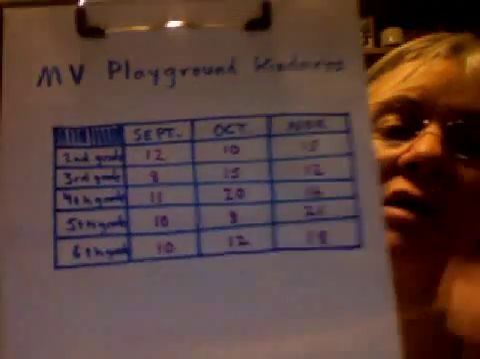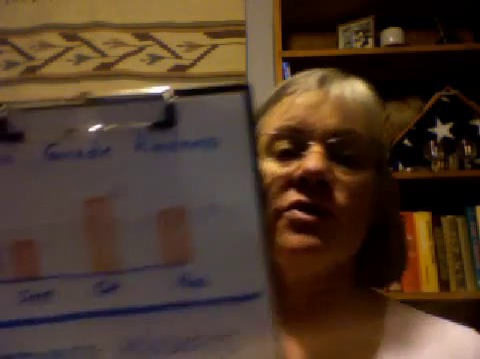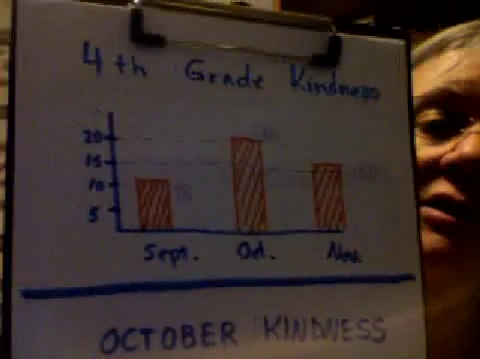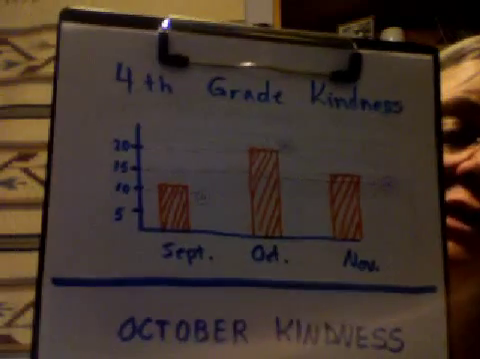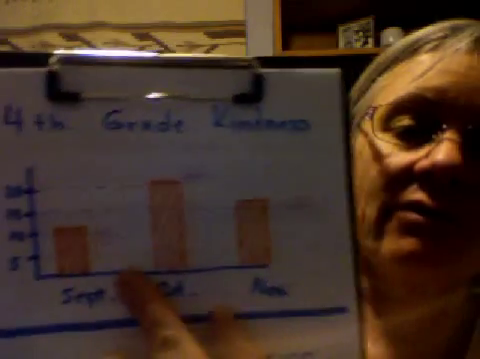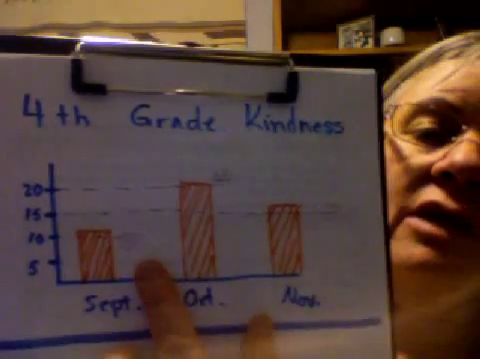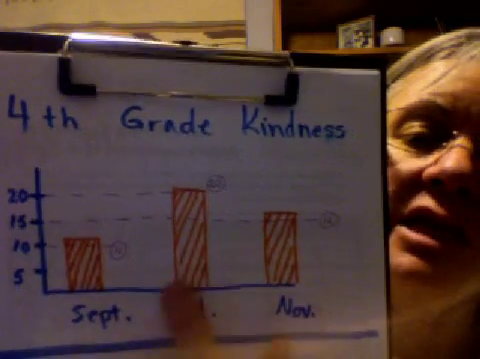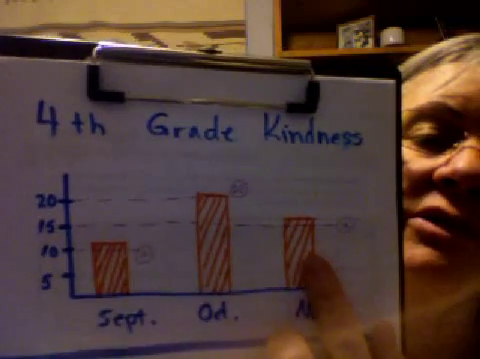Well, I've used the information about kindness to create a bar graph of only October. And this bar graph is showing 4th grade because that's our grade. And the kindness, taken from the data that we collected, shows that in September there were 11 kind acts observed on the playground. In October, even more, a total of 20. And then in our pretend November, fewer.